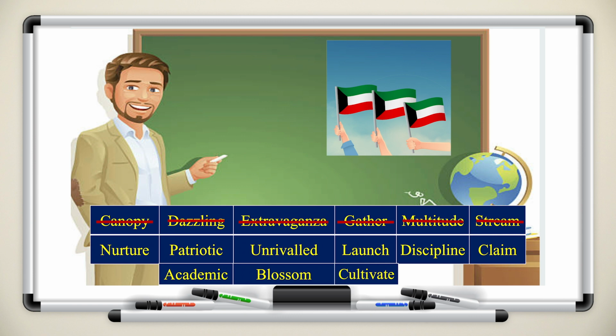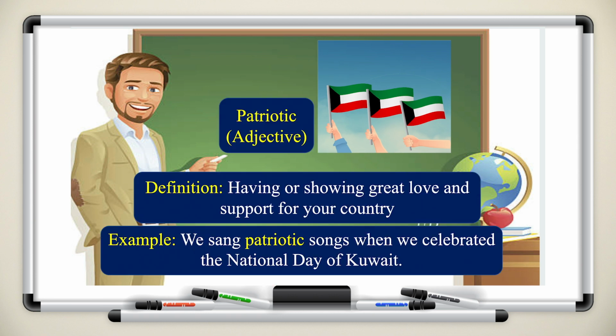Look at this picture. You can see people holding Kuwaiti flags. Can you guess this picture referred to which word? It's referred to patriotic. It's an adjective. The definition is having or showing a great love and support for your country. Example, we sang patriotic songs when we celebrated the National Day of Kuwait.